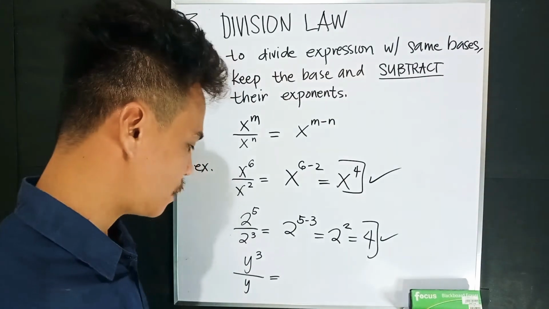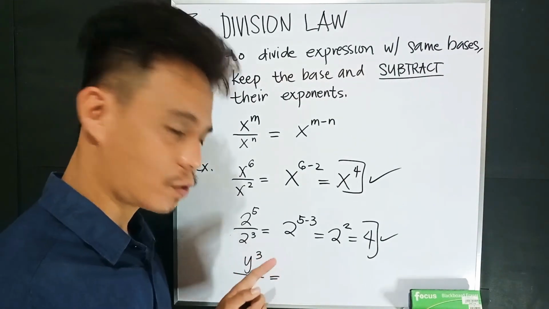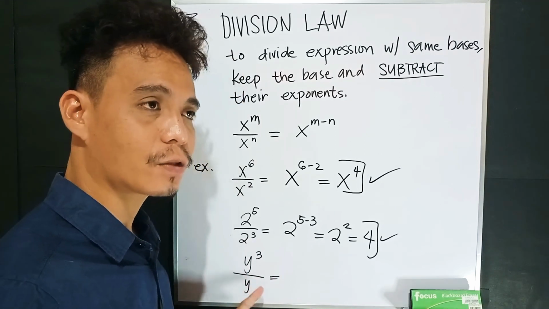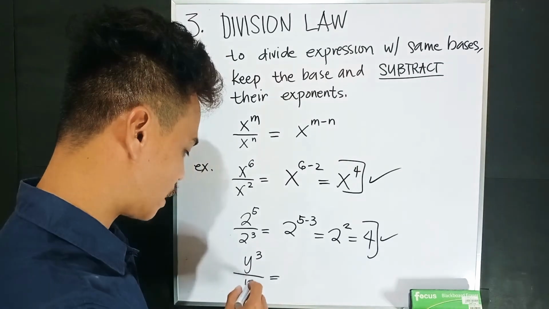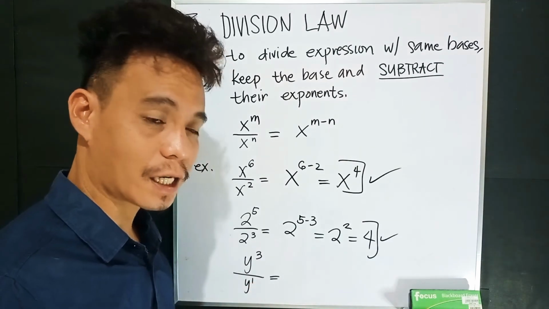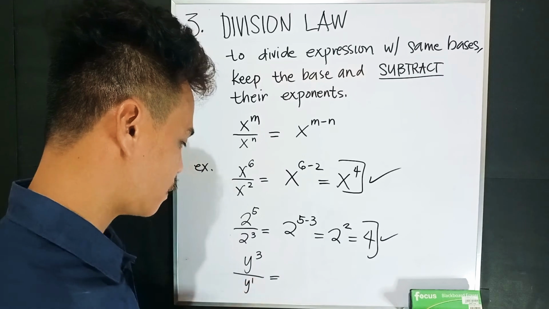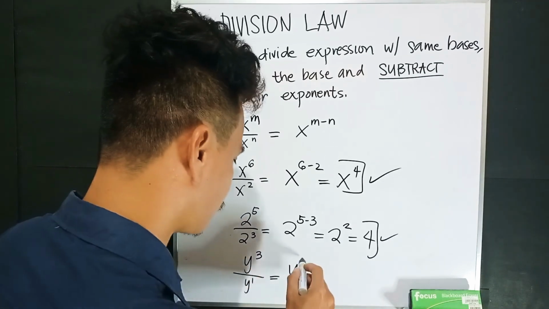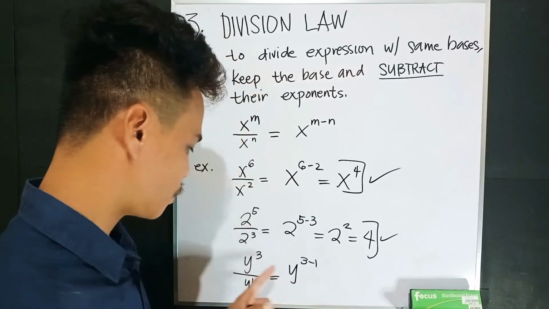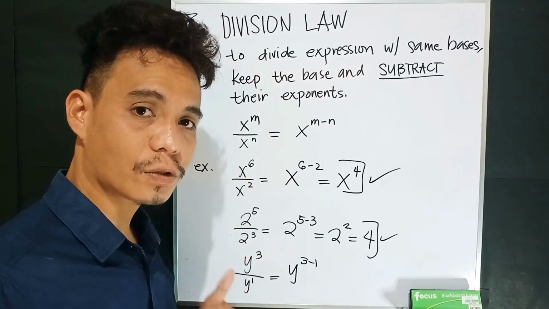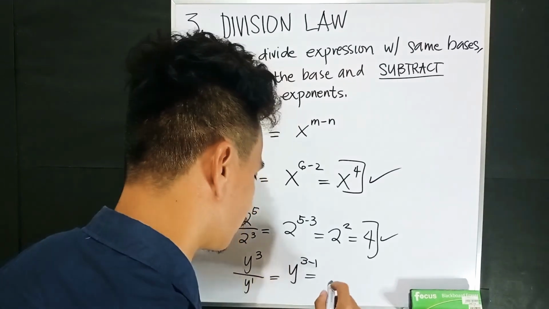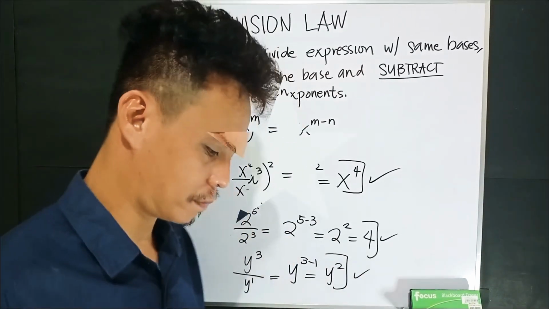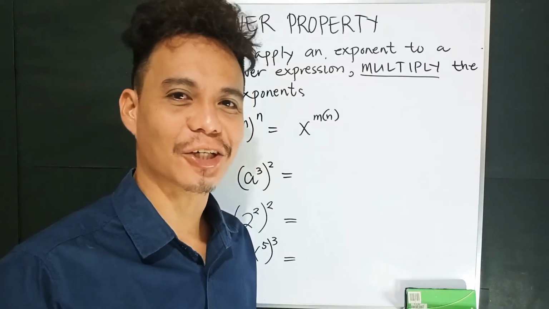And lastly, y raised to 3 or y cubed divided by 1. So kapag nakita kayo guys ng variable, automatic yan, meron siyang 1 na kasama. Okay? So therefore, mangyayari dito, keep the base which is y and subtract your exponent. So 3 minus 1. Okay? So our final answer will be y raised to 2.